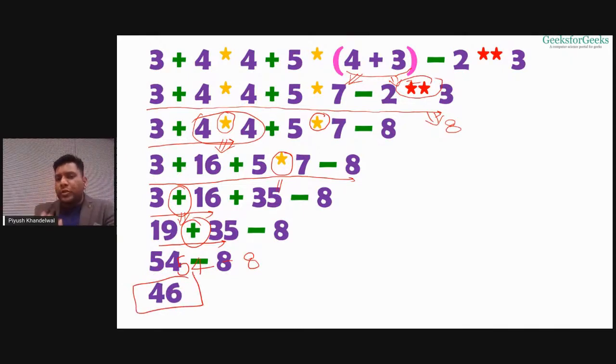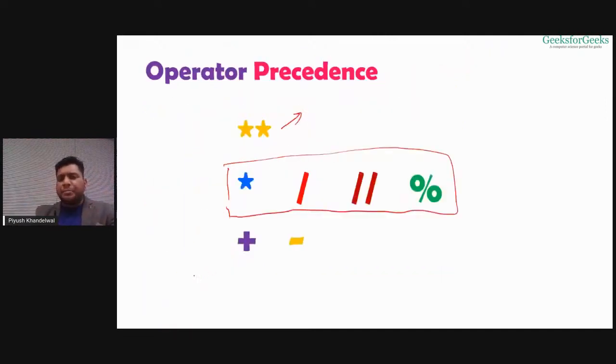I hope now you have got the idea how these operators are evaluated or executed when there are multiple operators present in your expression, right? So you don't have to remember this, it's very simple. First is exponent, then integer division, then the multiplication, division and modulus operations. Then we have the addition and subtraction operations, right?